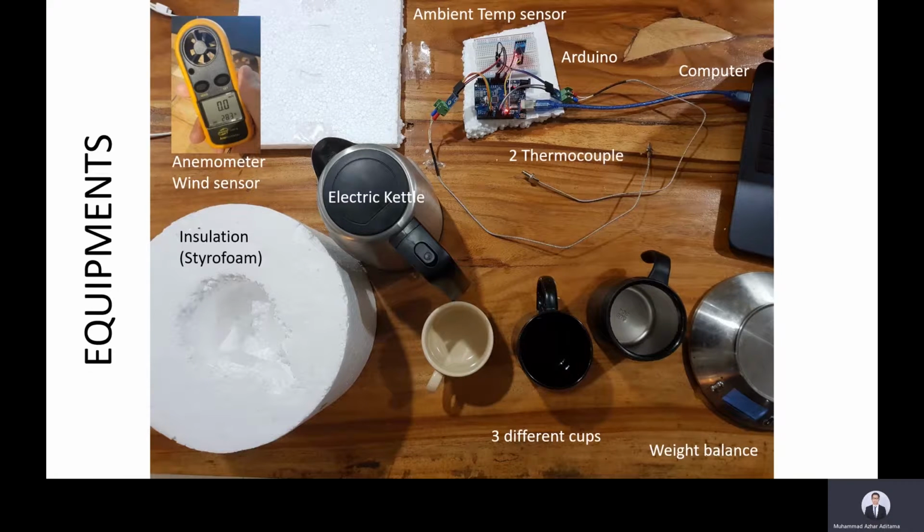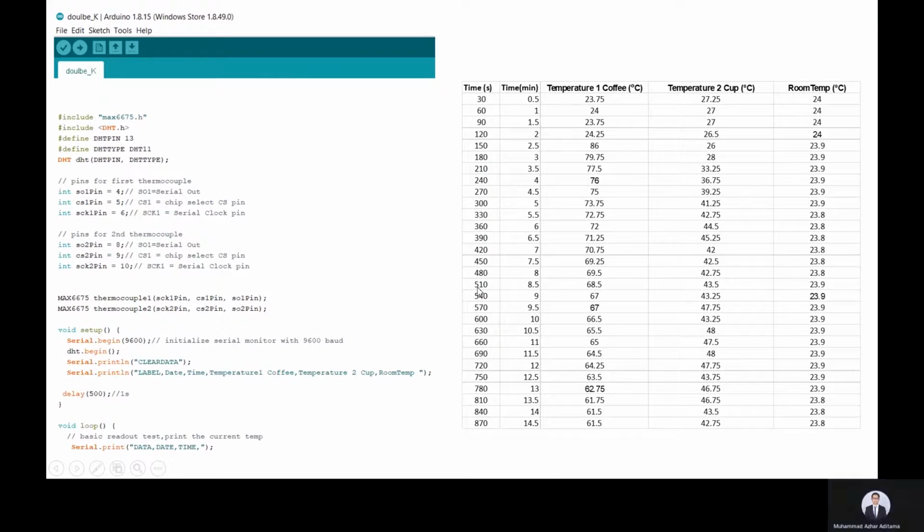This is the equipment used. There is an Arduino connected to a computer for data collection. There are two thermocouples and an ambient temperature sensor attached. There is a weight balance to measure the weights of the cups. There are three different cups with different sizes and material. There is an electric kettle to serve the coffee at high temperature. There is an anemometer to measure the wind speed, and insulation for many purposes.